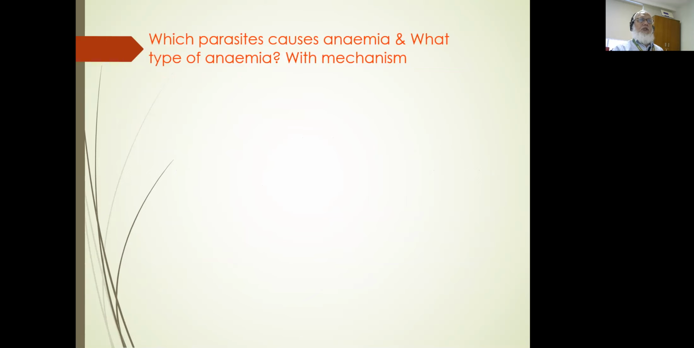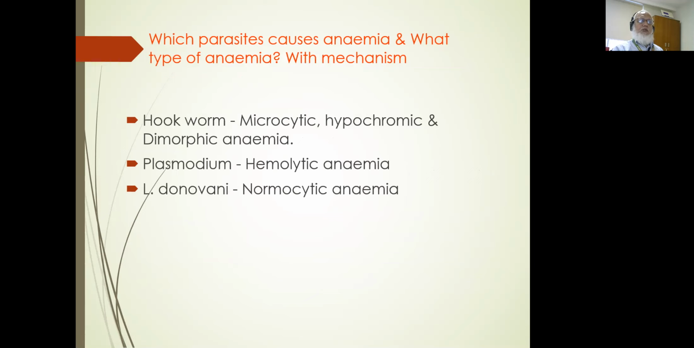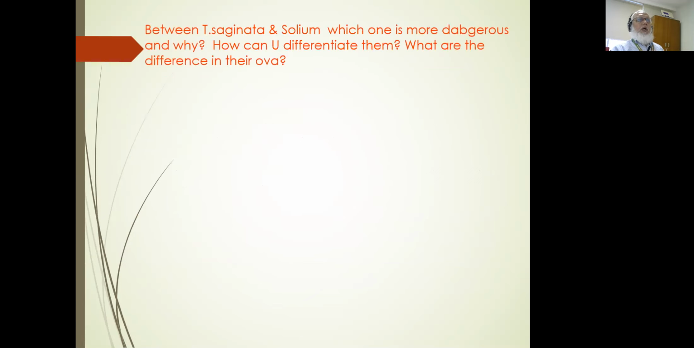Which parasites cause anemia and what type of anemia? Hookworm causes microcytic, hypochromic, and dimorphic anemia. Plasmodium causes hemolytic anemia. Leishmania donovani causes normocytic anemia. Diphyllobothrium latum causes megaloblastic anemia.